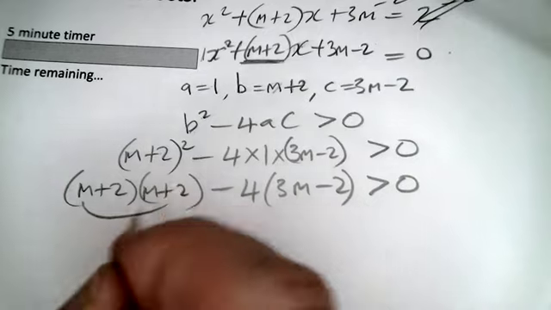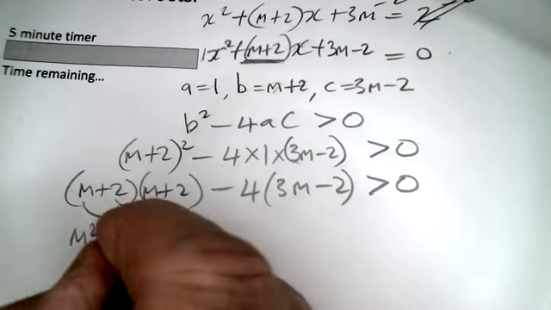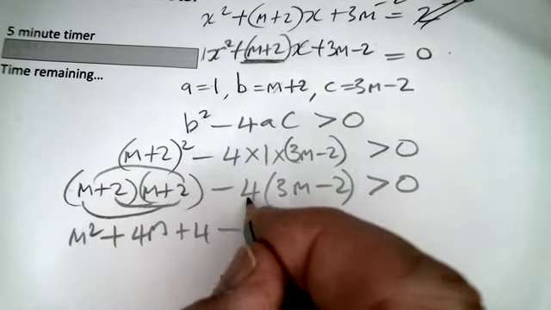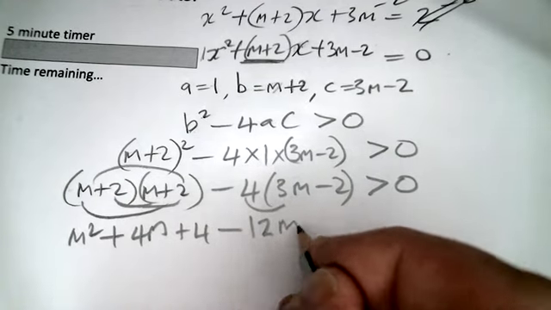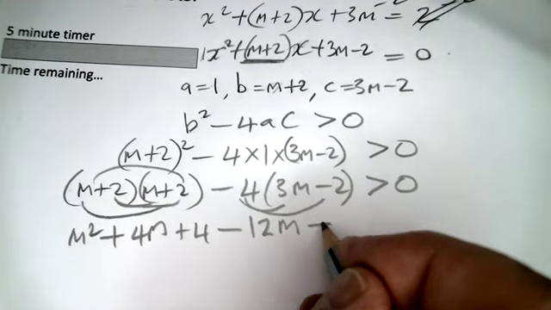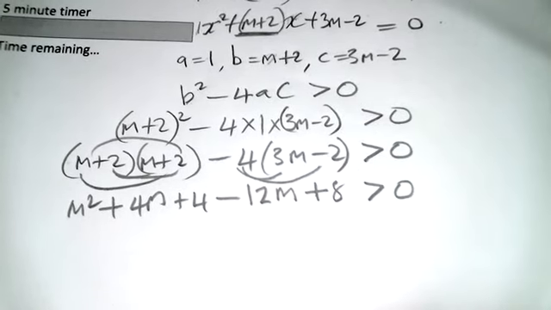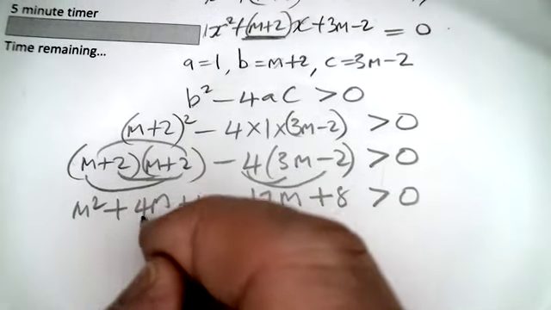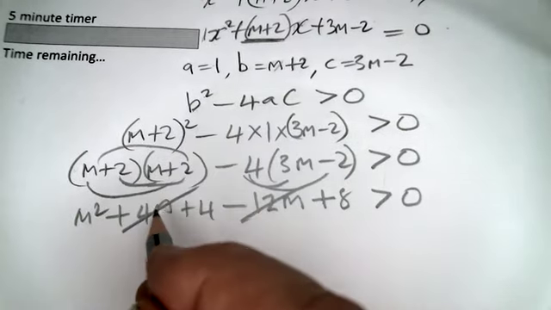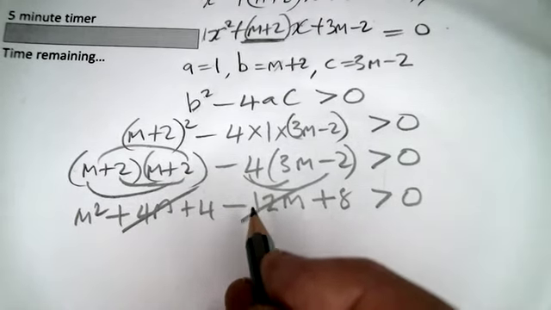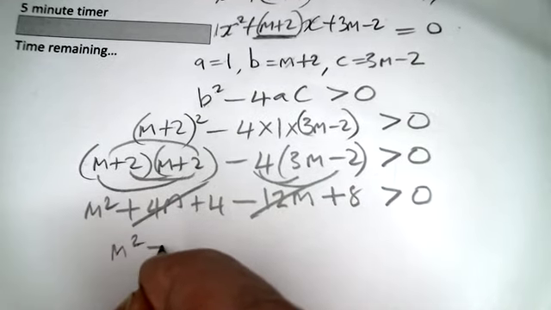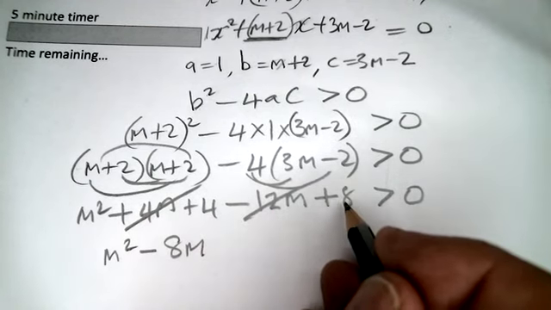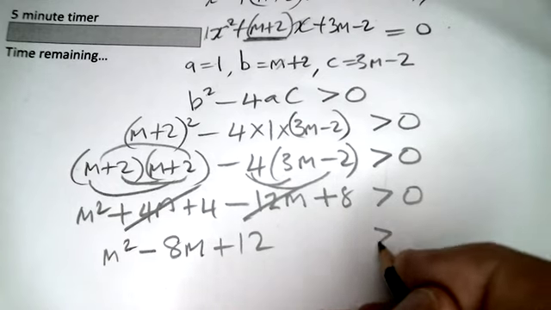Good. So m times m is m squared, plus 2m and 2m is 4m, and 2 times 2 is plus 4. Minus 4 3s are 12m. Negative 4 times negative 2 is plus 8, greater than 0. I'm keeping them under each other now. Now we can do some wizardry here. We can just simply collect like terms. So I've got a 4m and a negative 12m, which is negative 8m. So I've got m squared minus 8m. I've got a 4 and an 8, that's plus 12, greater than 0.